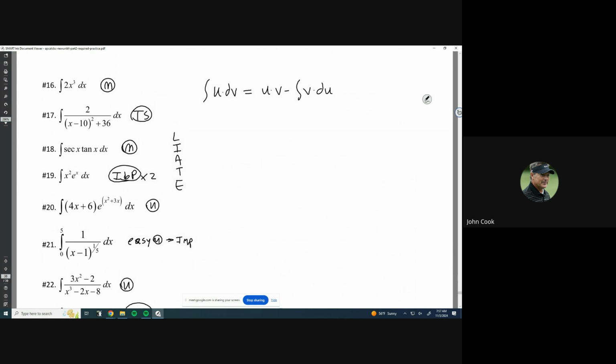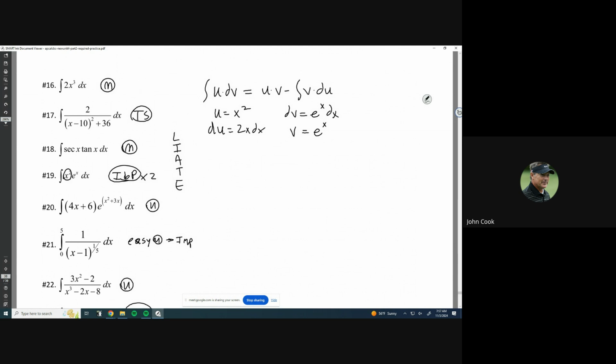Okay. And then let's see. So from LIATE, there's no natural logs, there's no arc sines or arc tangents, but there is an algebraic expression, x squared. So let u be equal to x squared. dv is equal to the rest of the stuff, e to the x dx. du is equal to 2x dx. And v is going to be equal to e to the x.